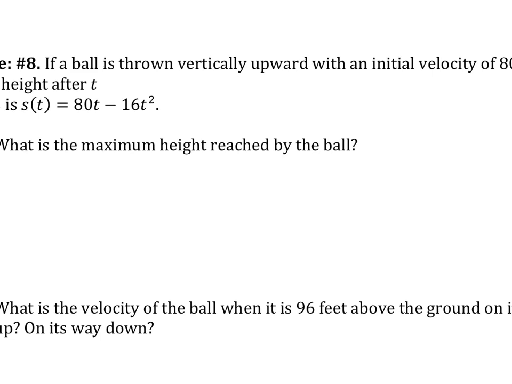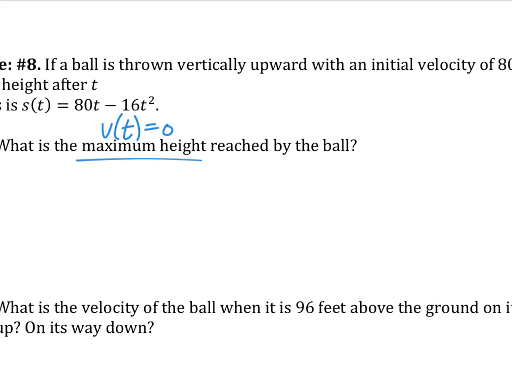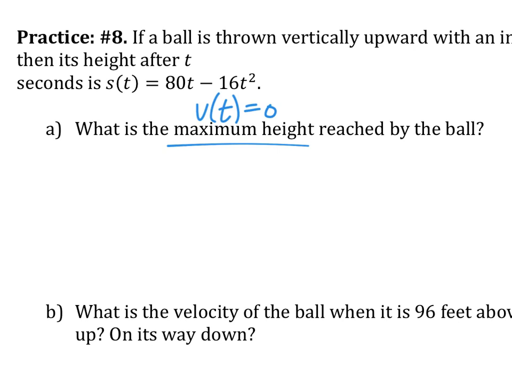Maximum height. Once it reaches maximum height, it's going to come down. What happens at maximum height? Velocity is 0 because it stays there for a moment and then comes down. So the maximum height means that is when v of t is 0. The question is asking what the maximum height is, so we first have to figure out when, and then what. So when is the maximum height going to happen?